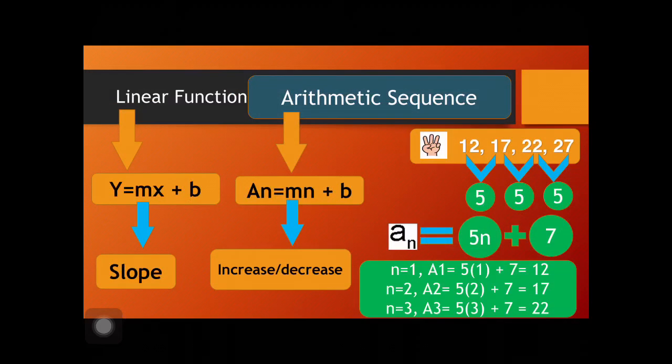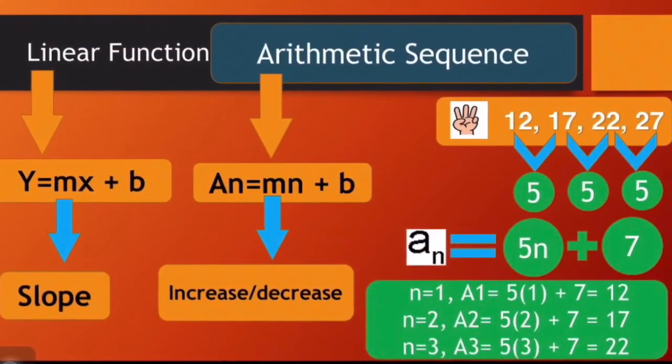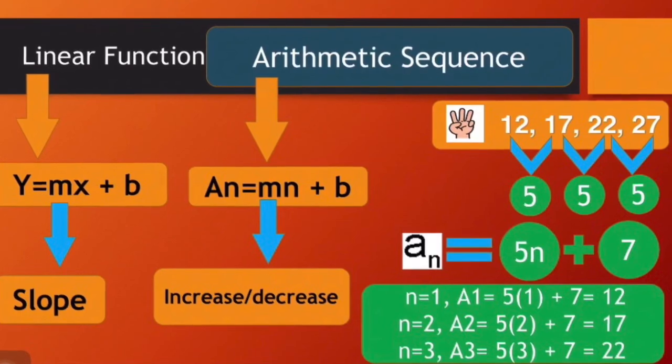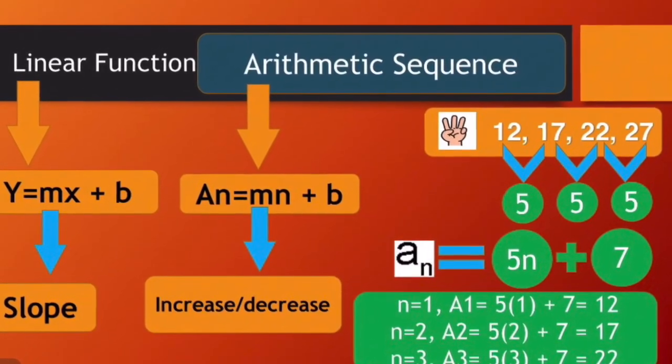Now that we have the explicit formula, we have to check if we arrived at the right conclusion. Let n equal 1, as in first term. Let n equal 2, as in second term. And let n equal 3, as in third term.